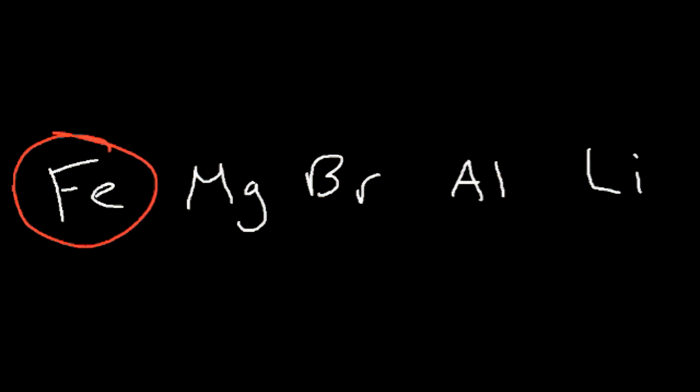What we're going to do now is have a pop quiz on the properties of the elements in the periodic table. So consider the following elements: iron metal, magnesium, bromine, aluminum, and lithium. Which of the following is a transition metal? What do you think the answer is? Fe is a transition metal. It's between groups 3 and 12.